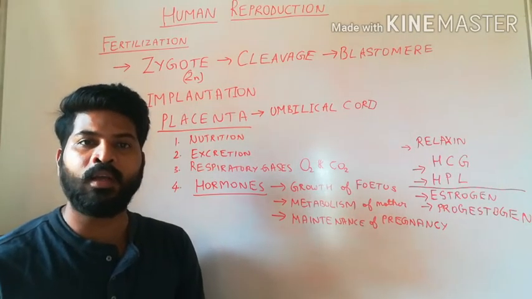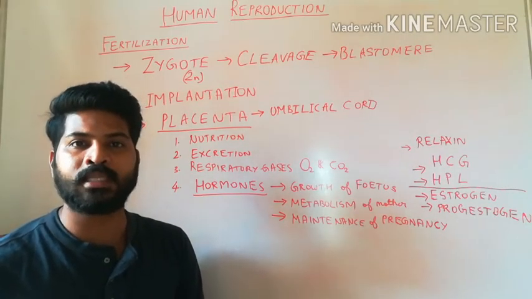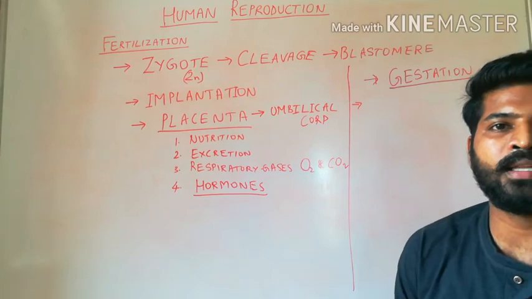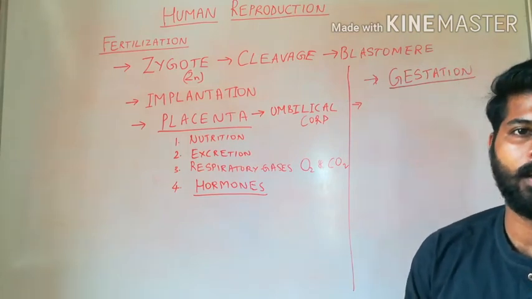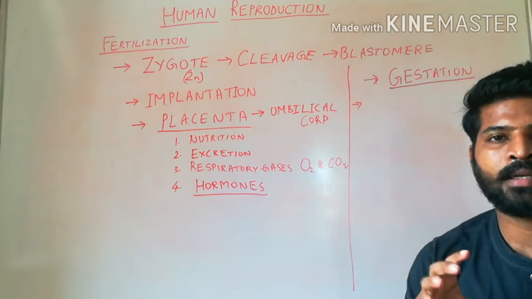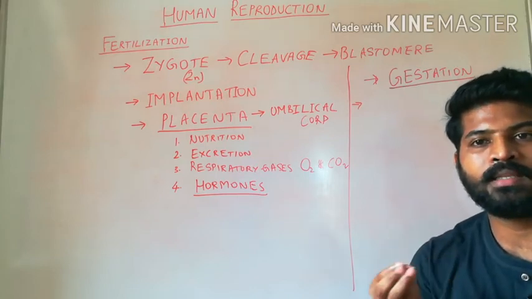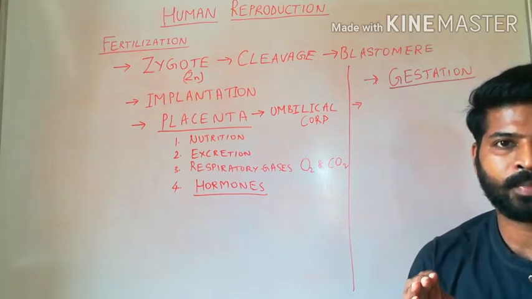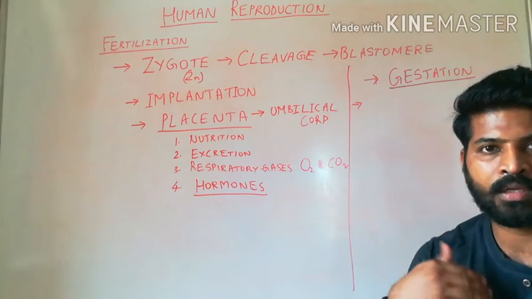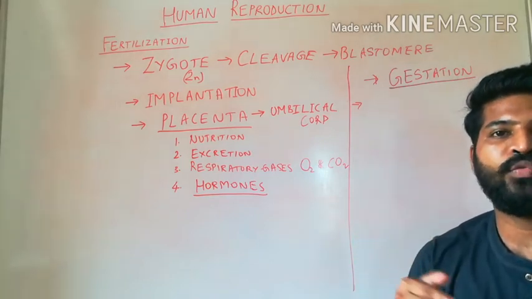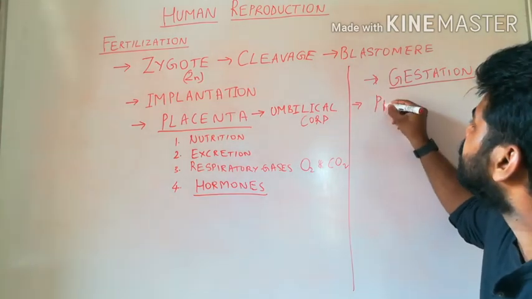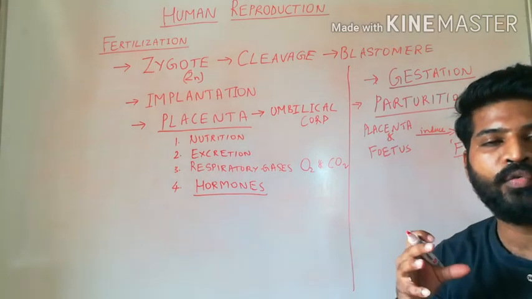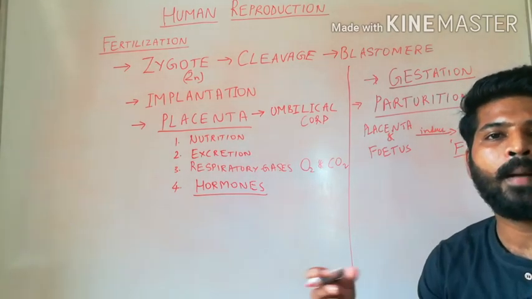The delivery or childbirth is called parturition. The event of parturition is under neuroendocrine control. When the fetus is completely developed, a signal is induced by the placenta as well as the fetus. This will induce the muscles of the uterus, called the fetal ejection reflex. This is how the fetus is delivered through the birth canal.